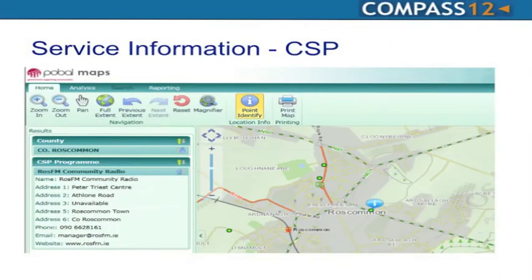Service information. So this image shows one programme, which is the Community Services programme, and I've selected Roscommon here, and the green dots show all the projects in Roscommon. So I've identified one point here, and the information comes up on the left-hand side, which is Ross FM Community Radio.